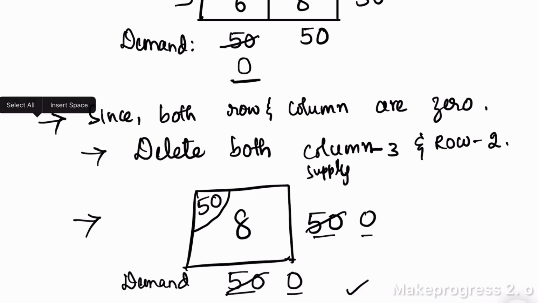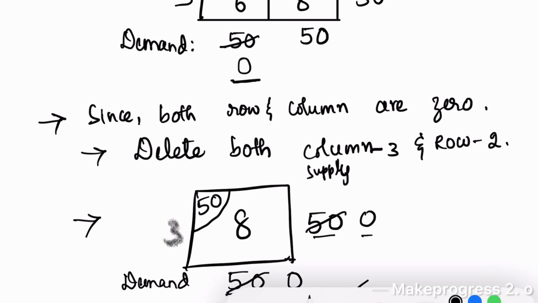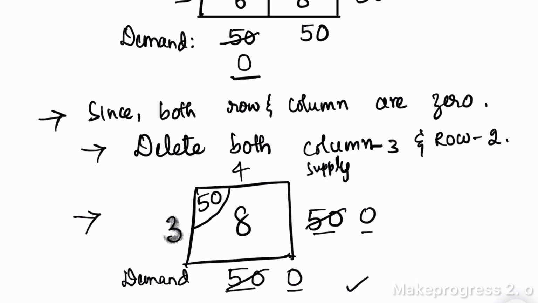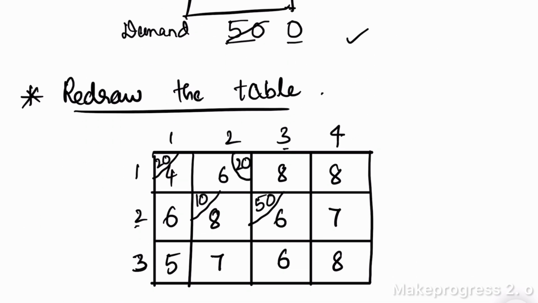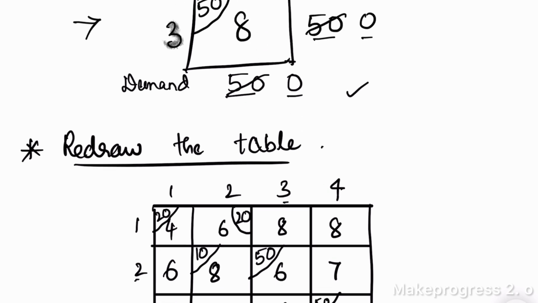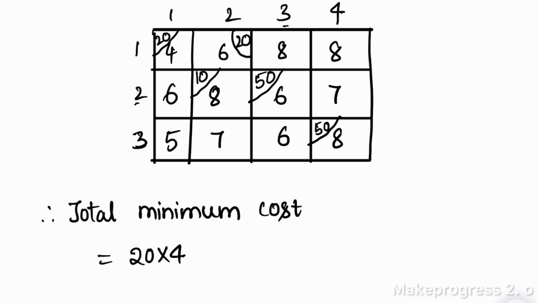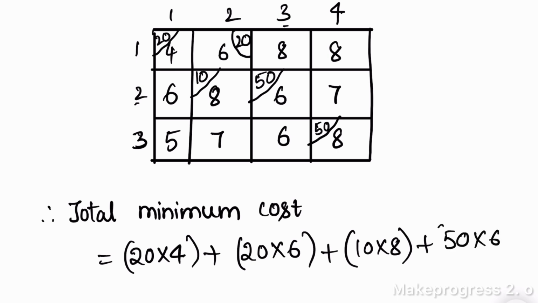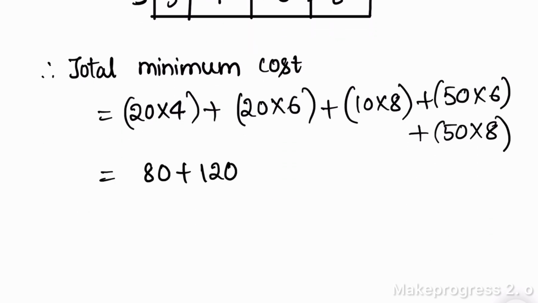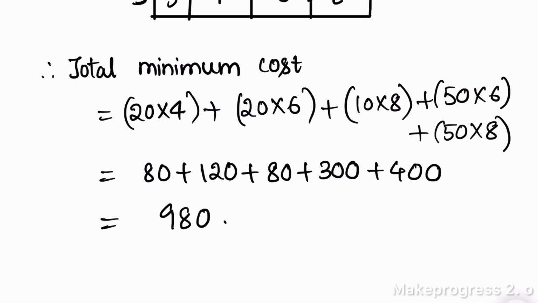Here I haven't written the row and column number. This is row 3 and column 4. So at the third row, fourth column, you have to write 50, the northwest corner cell value. We have to multiply the northwest corner cell value and the particular cell value, and we'll get the total minimum cost. So total minimum cost is equal to 20 into 4 plus 6 into 20 plus 10 into 8 plus 50 into 6 plus 50 into 8. Multiplying them and adding, you get 80 plus 120 plus 80 plus 300 plus 400. If you add all these, you'll get 980.